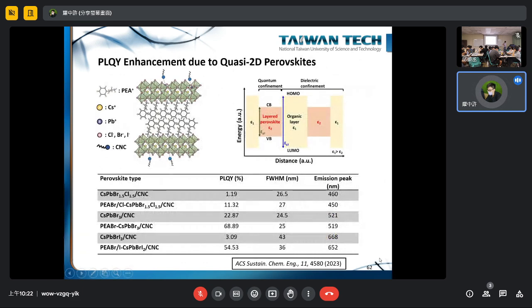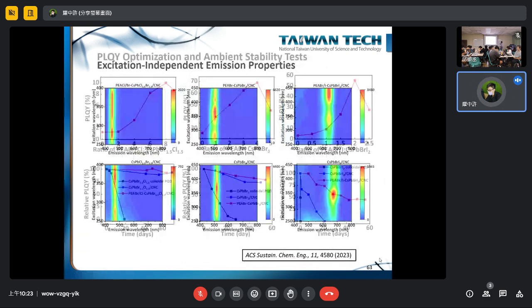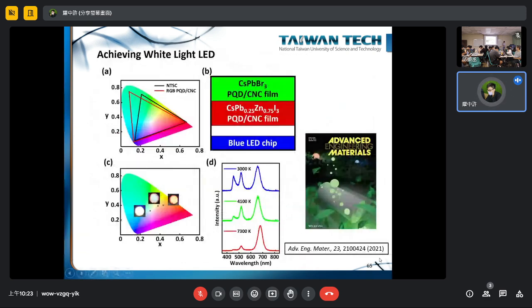And we try to use some other cations to further improve the quantum yield. Quantum yield is how much light you absorb and how much light you emit. The ratio between them is the quantum yield. So the higher, the better. So we can further increase the quantum yield by incorporating some dielectric confinement. I will not go into detail due to time limitation, but this is quite interesting.